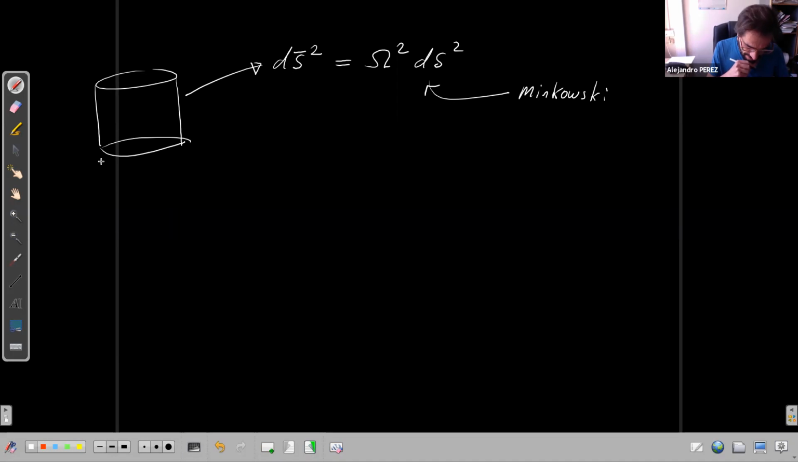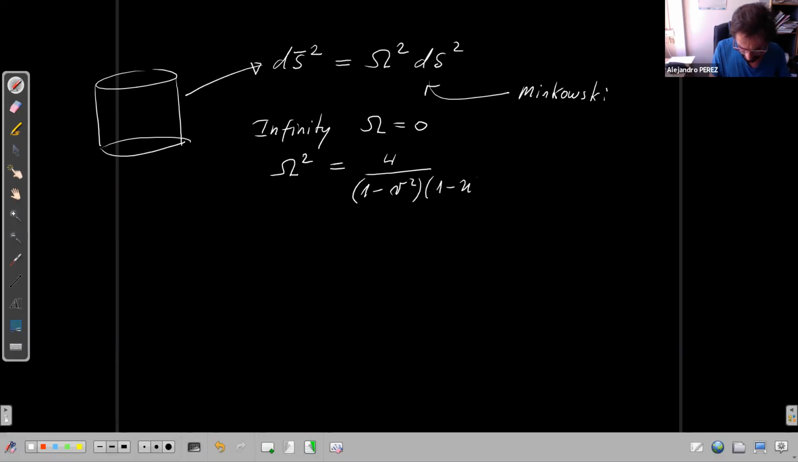The boundary of that piece is what we call infinity, and that boundary, so infinity, is where omega equals 0. So omega squared is given by 4 divided by 1 minus v squared times 1 minus u squared, in terms of the usual retarded and advanced time null coordinates. So you see that this vanishes when v and u go to infinity.